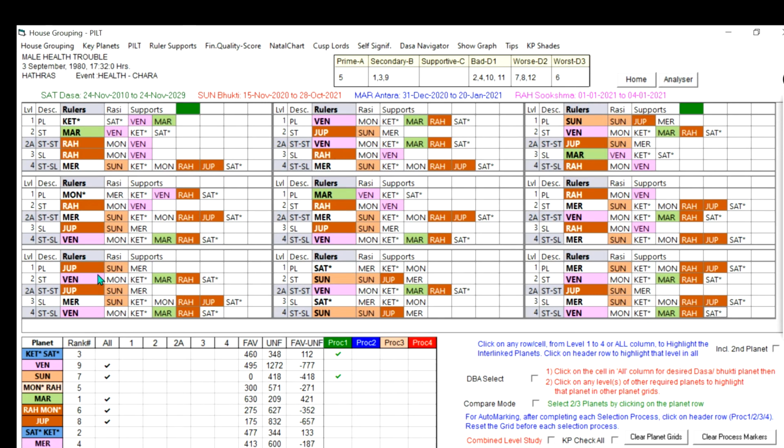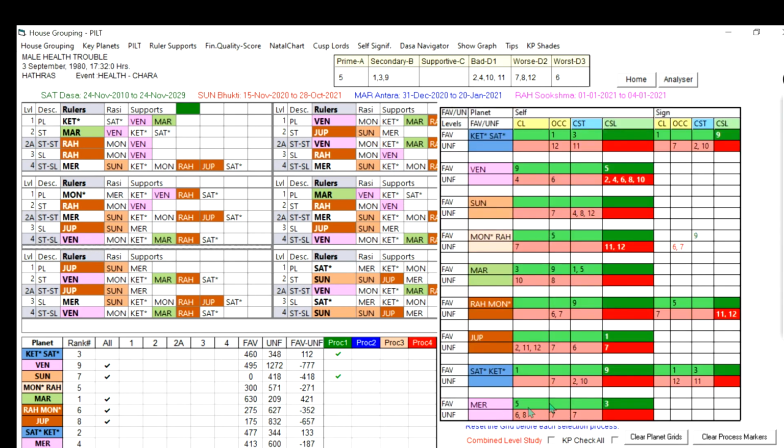Then what about Jupiter? Jupiter is in the star of Venus, and 2A level is also Jupiter. But the sublord is Mercury. Mercury can see 5 and 3. So as I said, Mercury is not very favorable or very unfavorable. It is only a moderate or mixed significator, we can say. So Mercury is only the sublord. So Jupiter will not be completely unfavorable.